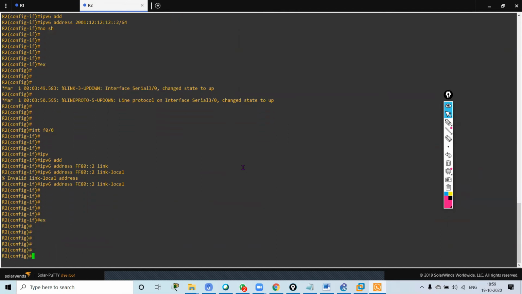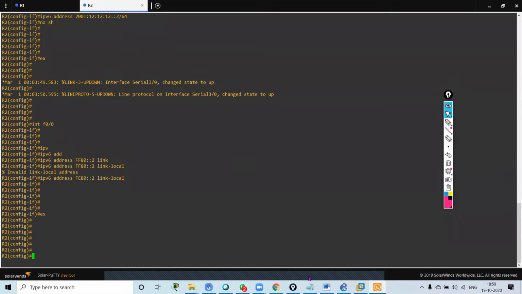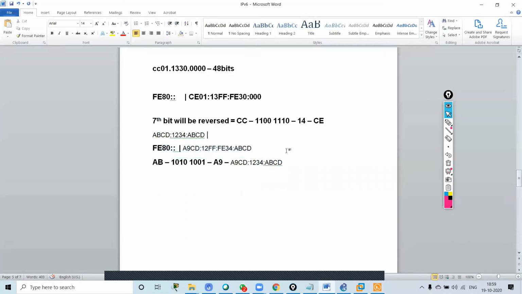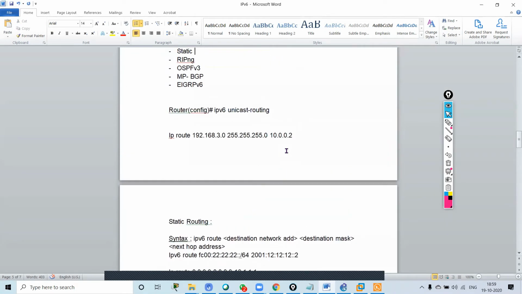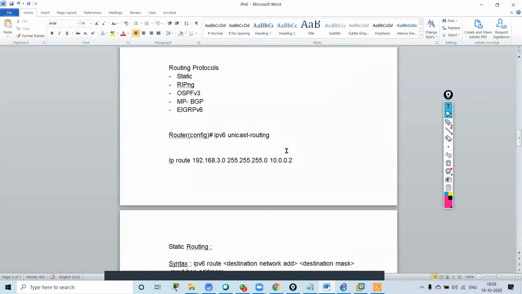Now, as we have routing in IPv4, we have routing over here also. We have routing protocols like static, RIPng, OSPFv3, MP-BGP, EIGRP for IPv6. So IPv6 uses the same types of routing protocols as IPv4, with some slight modification to account for the specific requirements of IPv6.